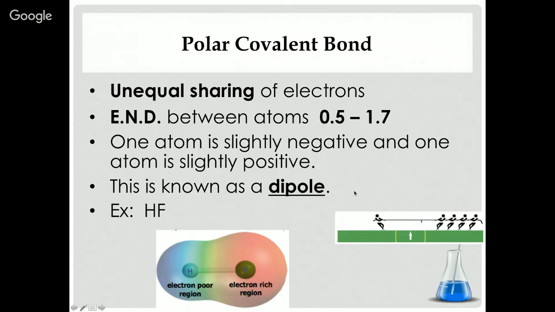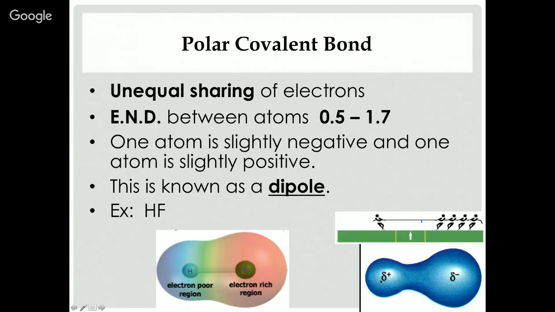Because of the unequal sharing, we get a dipole setup. And what does that mean? It means that we have two poles, and one end becomes partially positive and one end becomes partially negative. And a good example would be HF. So fluorine is much more electronegative. So you can see that it is very, very electron rich. There's a lot of electrons around the fluorine, and then the hydrogen becomes electron poor. This becomes slightly positive, and the fluorine becomes slightly negative, as we can see here in this diagram.